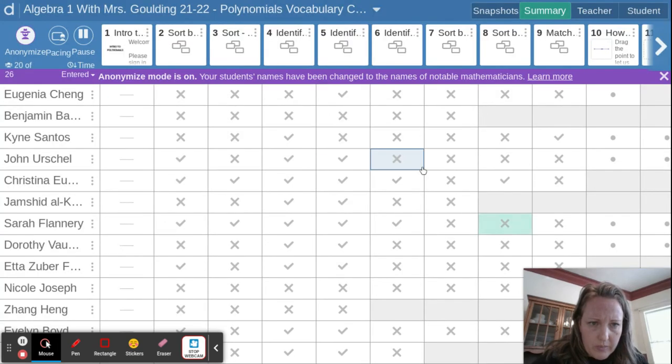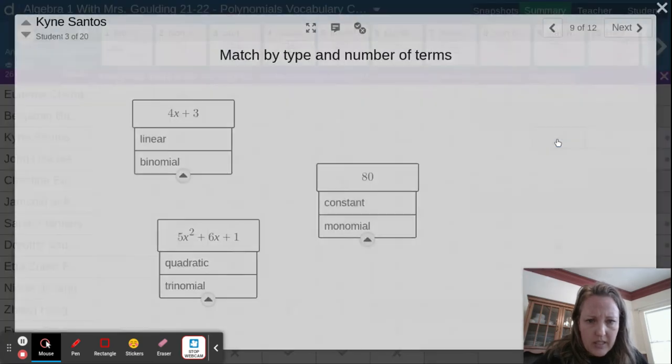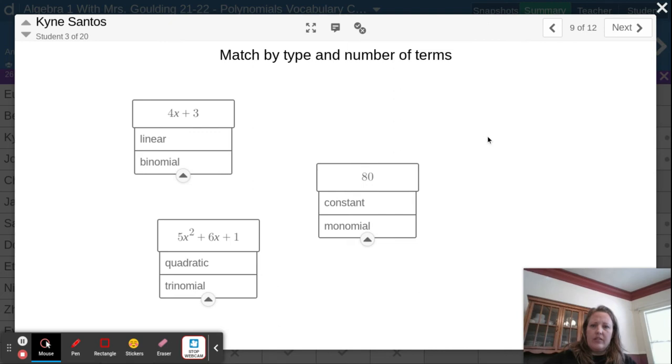So let's go to number 9, and let's just choose somebody who got it correct. Okay, so in this case, match by type and number of terms. So you're kind of doing it backwards to what we were doing. So 4x plus 3, it's linear, and it's a binomial. Okay, do you see that? 2 terms, and the exponent of this variable is a 1.